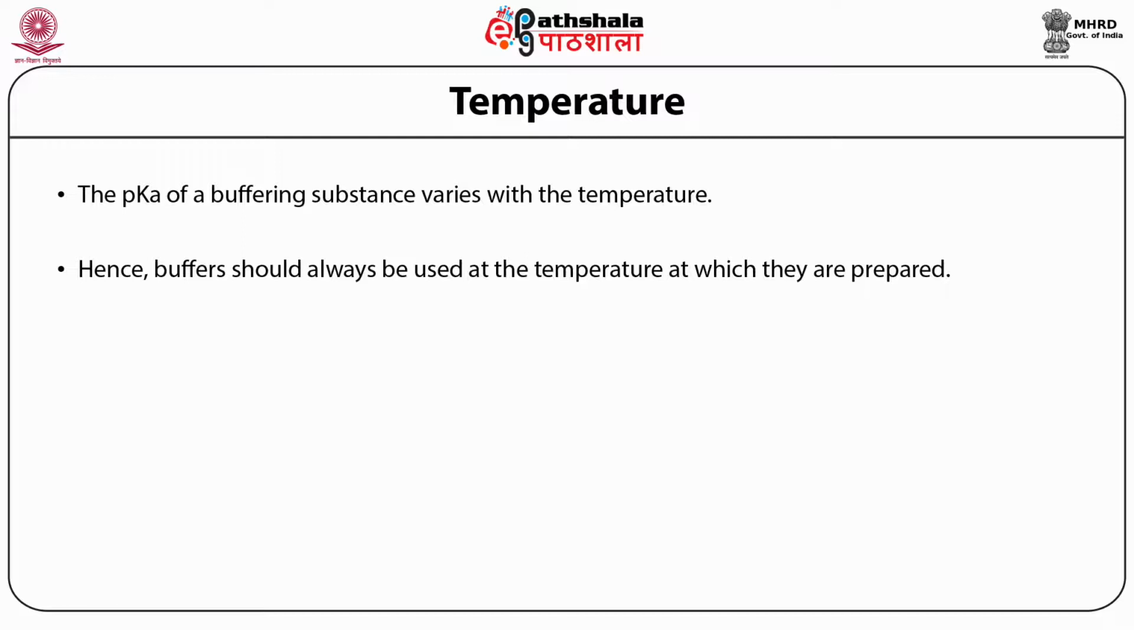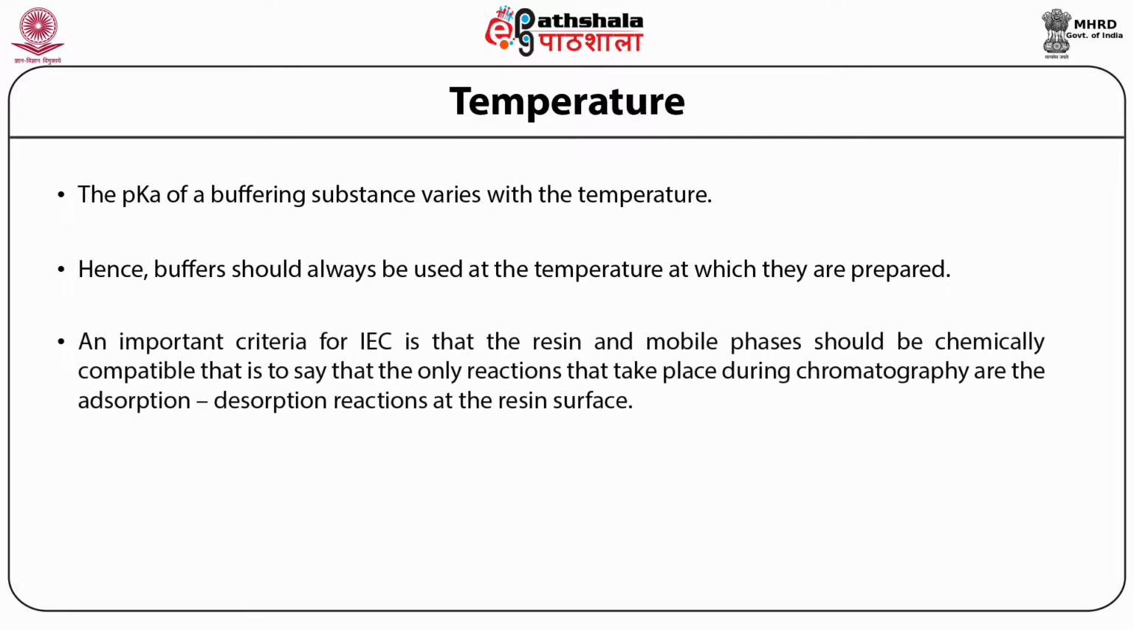with change in temperature. An important criterion for ion exchange chromatography is that the resin and mobile phases should be chemically compatible. That is to say, the only reactions that take place during the chromatographic procedure are the adsorption and desorption reactions at the resin surface, and that no chemical reaction takes place.